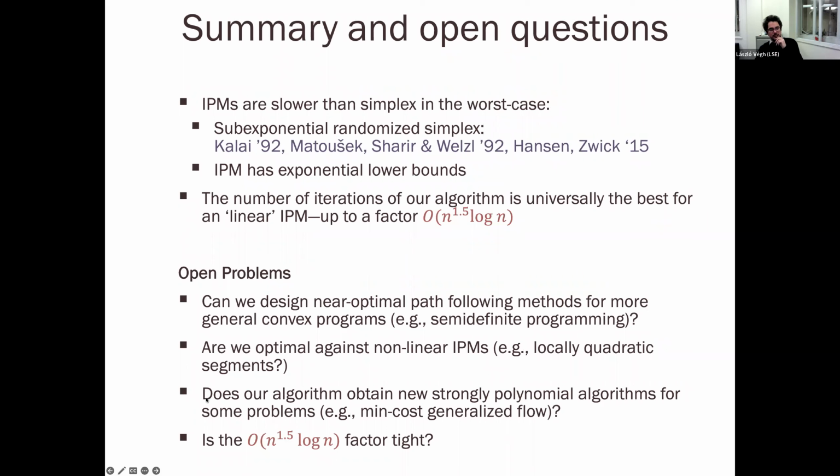And one thing I am particularly interested in is that now we sort of have a big new hammer: can we find new classes of linear programs where we can get new strongly polynomial algorithms? One outstanding question here is the minimum cost generalized flow problem, where we don't have strongly polynomial algorithms, and we don't know if this or any interior point method is strongly polynomial or not.